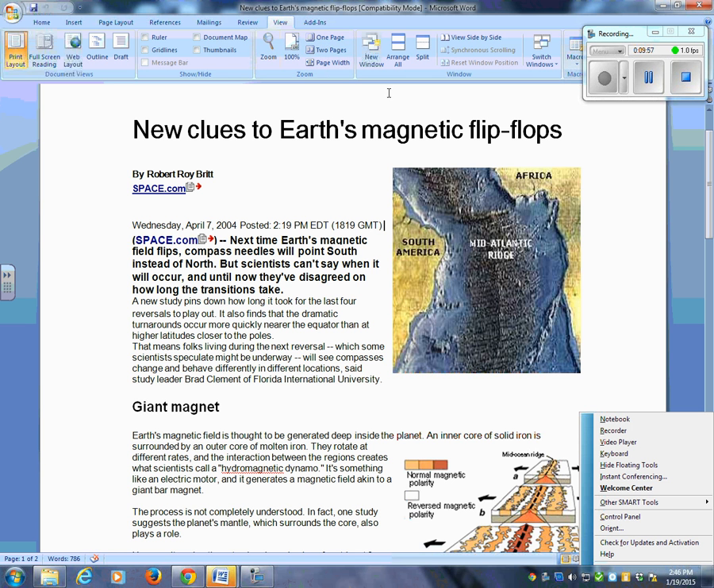Scientists can't say when it will occur, and until now they've disagreed on how long the transitions take. A new study pins down how long it took for the last 4 reversals to play out. It also finds that the dramatic turnarounds occur more quickly near the equator than at higher latitudes closer to the poles. That means that folks living during the next reversal, which some scientists speculate might be underway right now, will see compasses change and behave differently in different locations, said study leader Brad Clement of Florida International University.